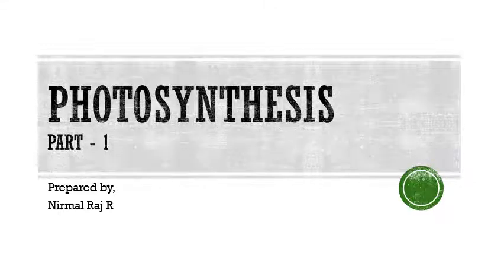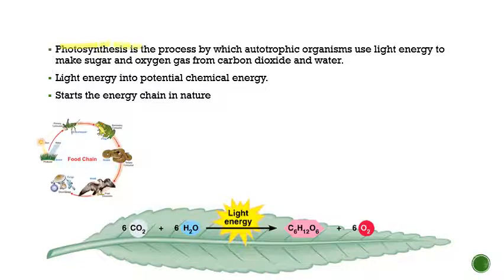Hi there. So today we are going to see about some basic structures that are involved in the process of photosynthesis. Photosynthesis is a process majorly seen in autotrophic organisms. Autotrophic in the sense the organisms that are capable of synthesizing their own food materials. What they do means they utilize the light energy from the sun in the presence of carbon dioxide and water to synthesize a sugar molecule or glucose and release oxygen gas. As a whole, photosynthesis converts the light energy into a potential chemical energy, and this starts the energy chain in nature.